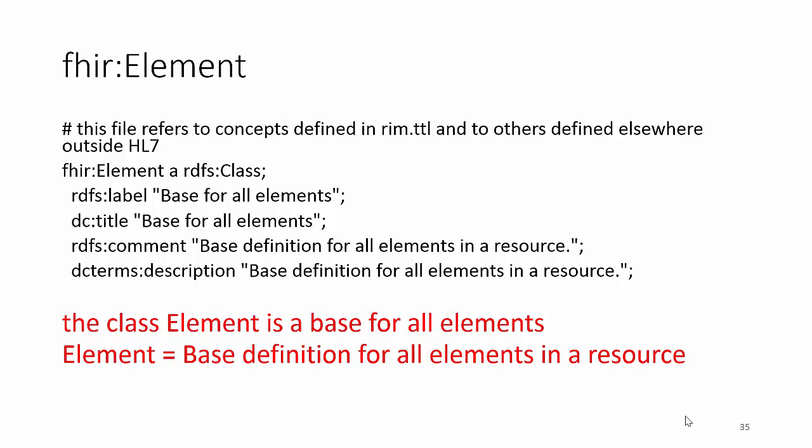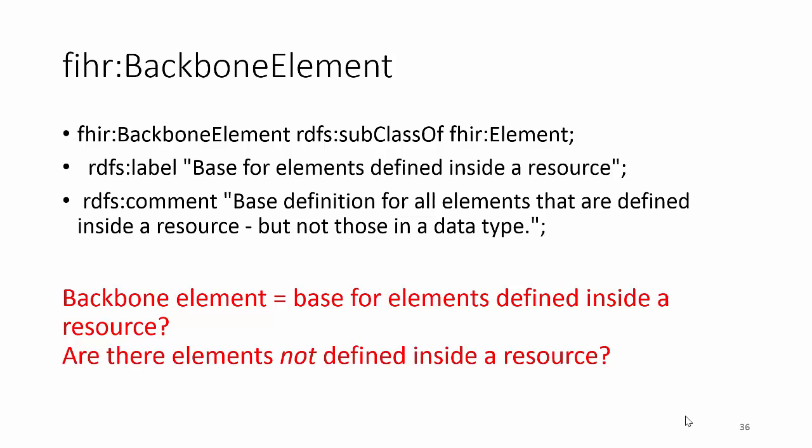So we're told that an element is a base definition for all elements in a resource. So every element is a definition, which means that the definition of every element is a definition of a definition. Which means that it's also a definition of a definition of a definition, and so on ad infinitum. So, all right. Then there are backbone elements. Now, in a good ontology, a backbone element would be a type of element. We're not told anything like that. That would be the good practice for writing definitions. You define a term by saying what the parent term is and what the differentia is. So a backbone element is an element which forms the backbone, and then you define the differentia.